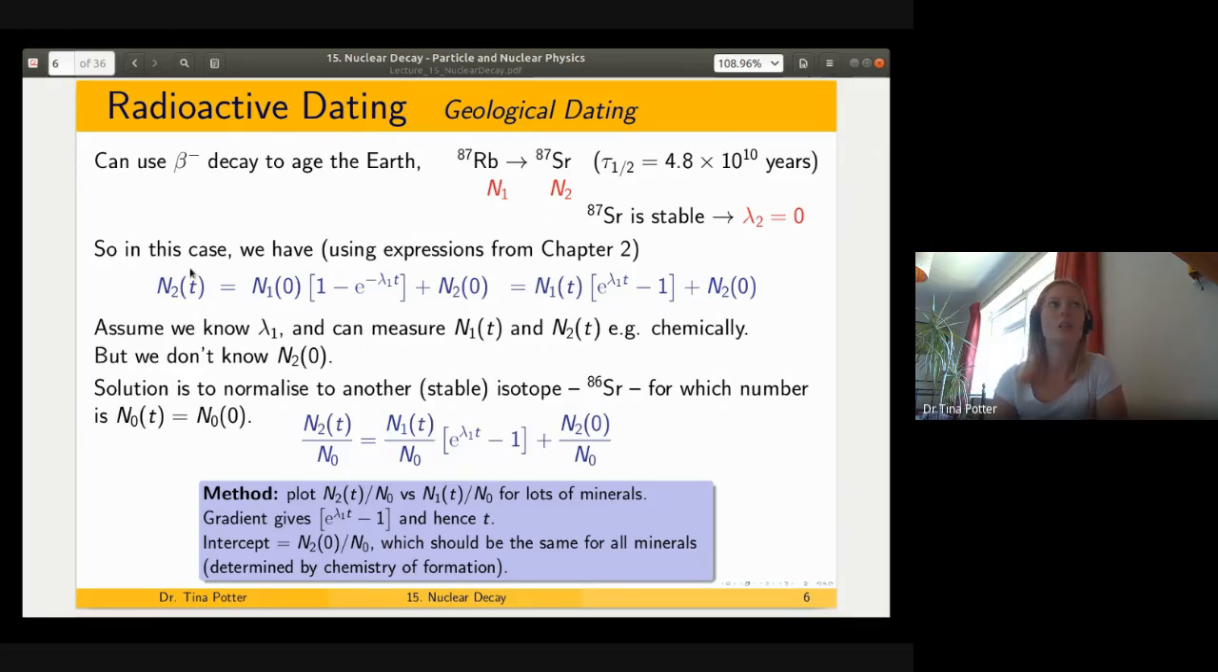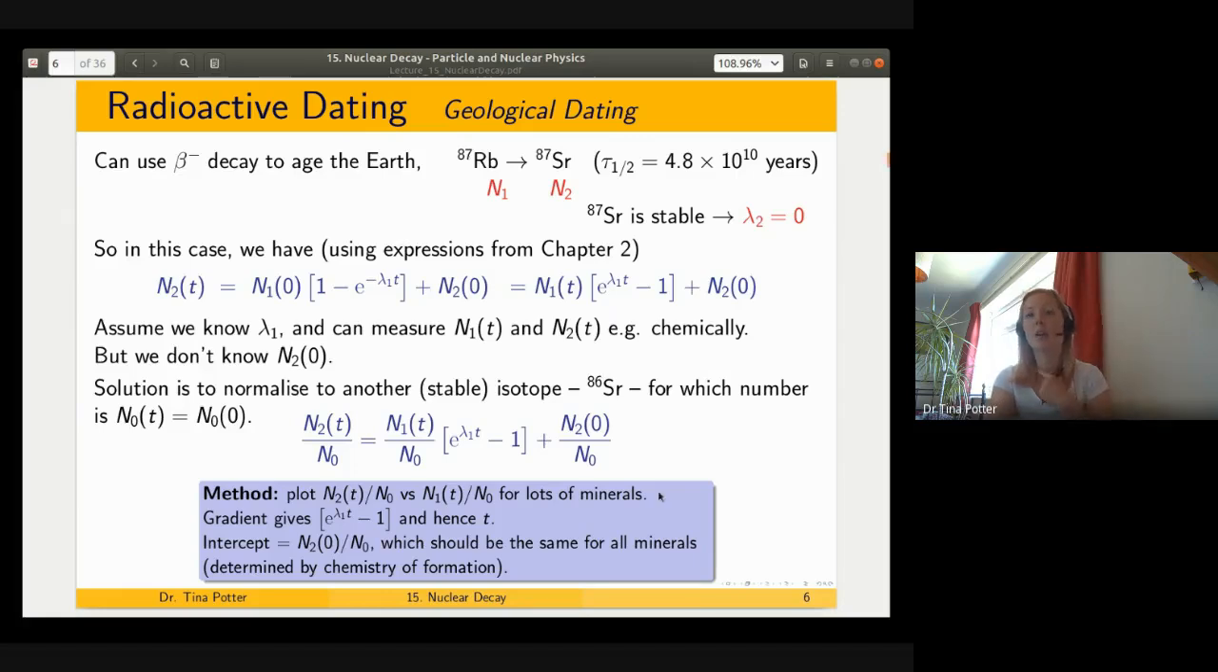So chemically, we can take a bit of rock and we can have a look at how many rubidium-87 we have here, and we can have a look at the decay rate as well. So these are things we can measure, but we don't know how much strontium we actually started with here. We can't go back in time to figure that out. The solution here is to just simply normalize to another known stable isotope. For example, we could have a look at strontium-86, and that's stable. So the strontium-86 in our rock sample should be the same now as it was at time equals 0.